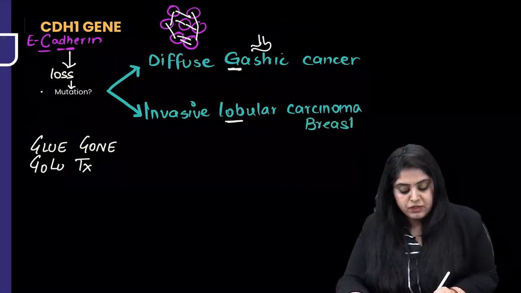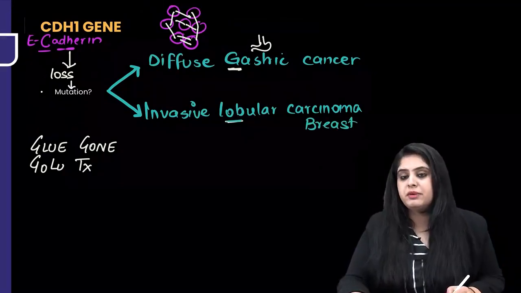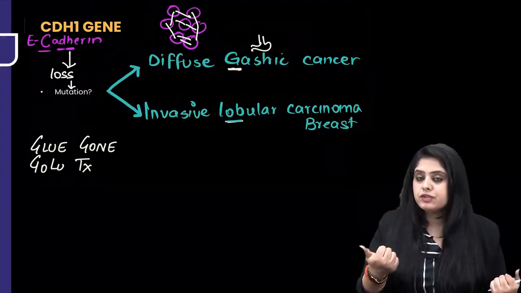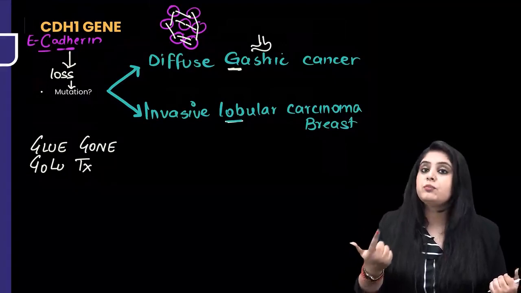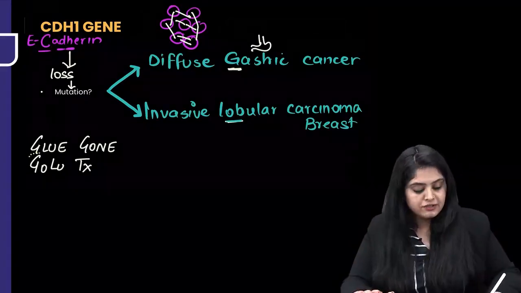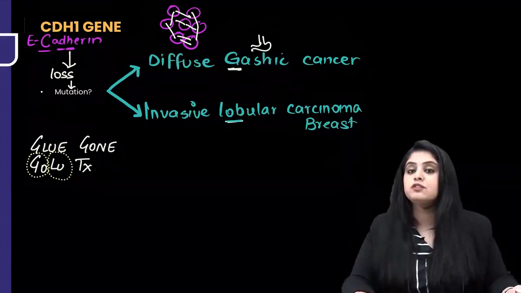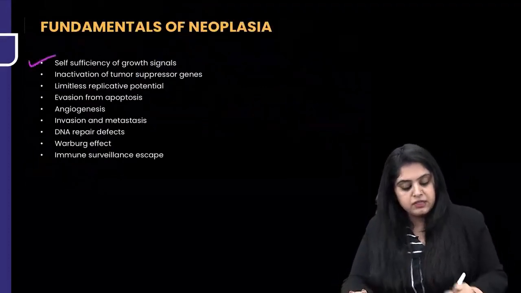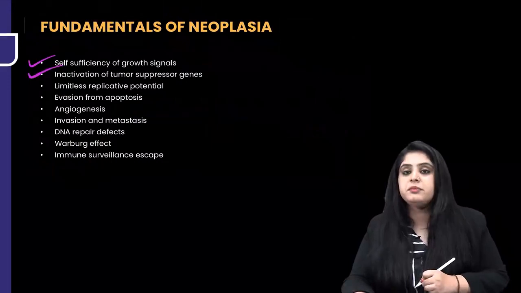What tumor of the breast? Lobular carcinoma breast. So repeating, when the CDH1 gene goes, diffuse gastric tumors will occur. Gastric cancer will occur, lobular carcinoma breast will occur. Will you remember? Gastric cancer will occur, lobular carcinoma breast will occur. This is also sorted. So done with the first fundamental of all the mutations, done with the tumor suppressor genes.